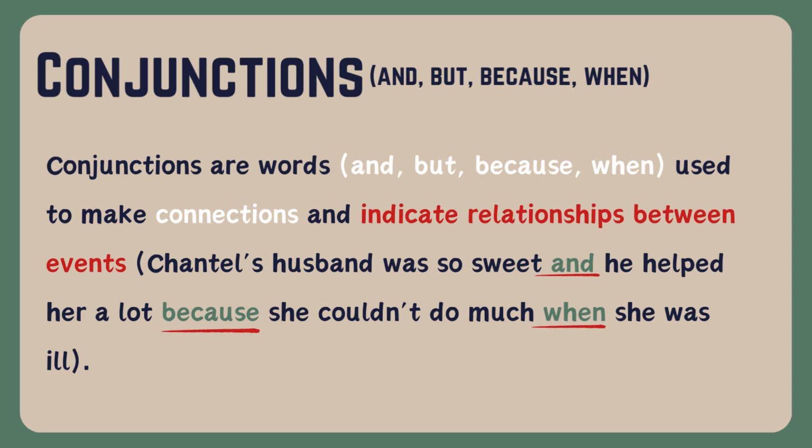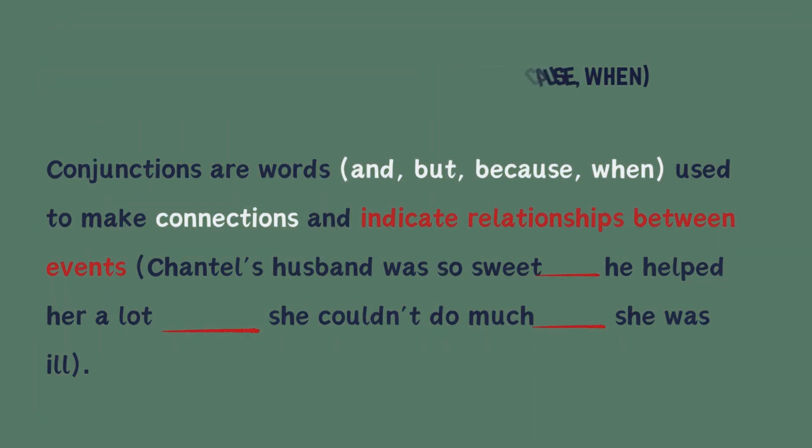So there is another sentence: Jessica's husband was so sweet and he helped her a lot because she couldn't do much when she was ill. This sentence has a lot of conjunctions, including and, because, when. So these are the conjunctions in a single sentence, indicating relationship between events and certain connections.